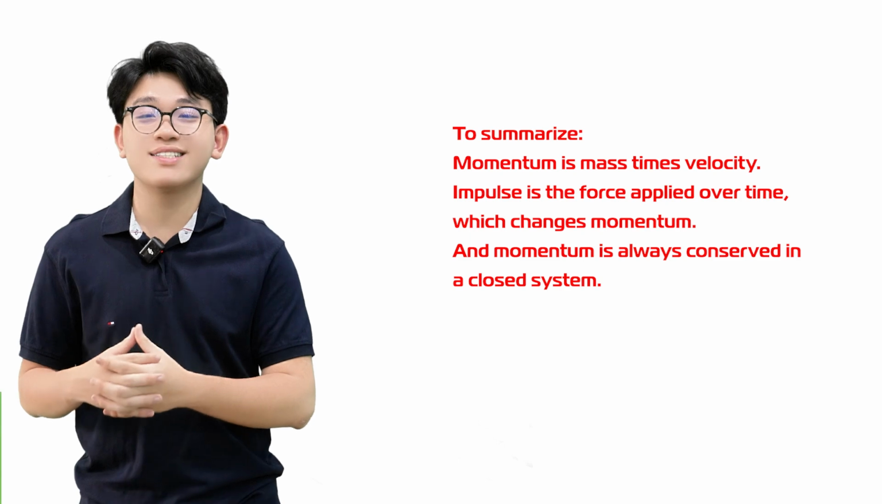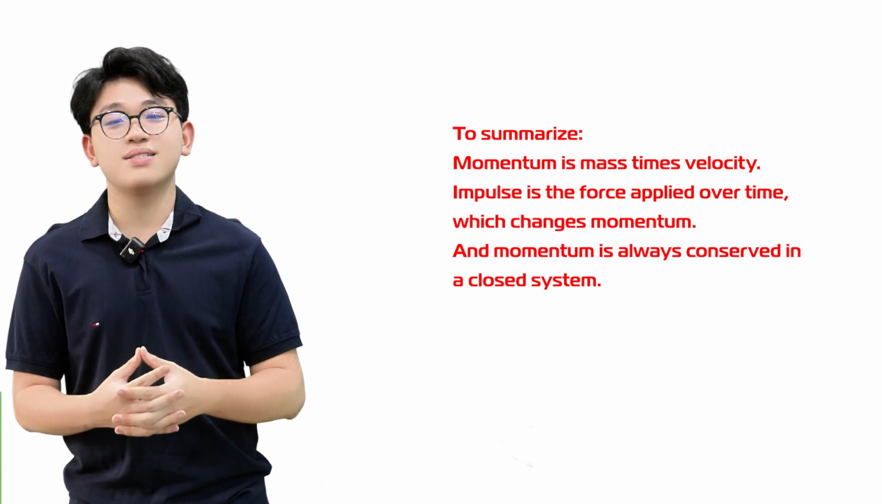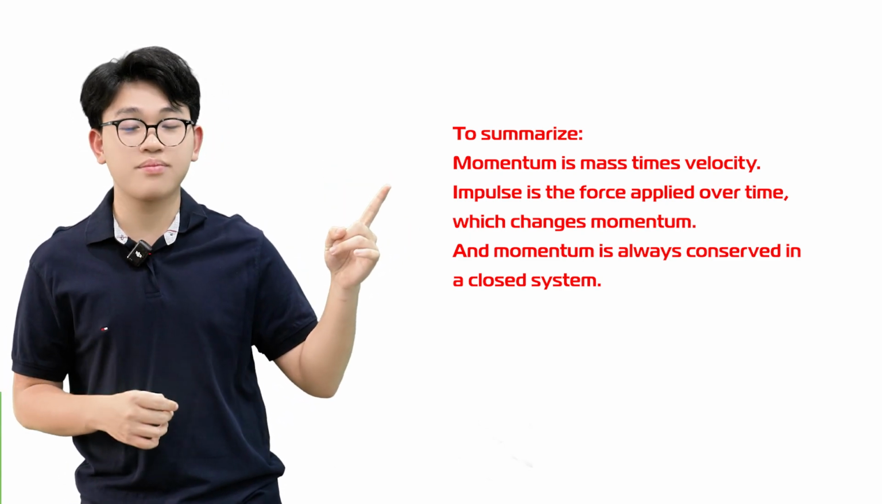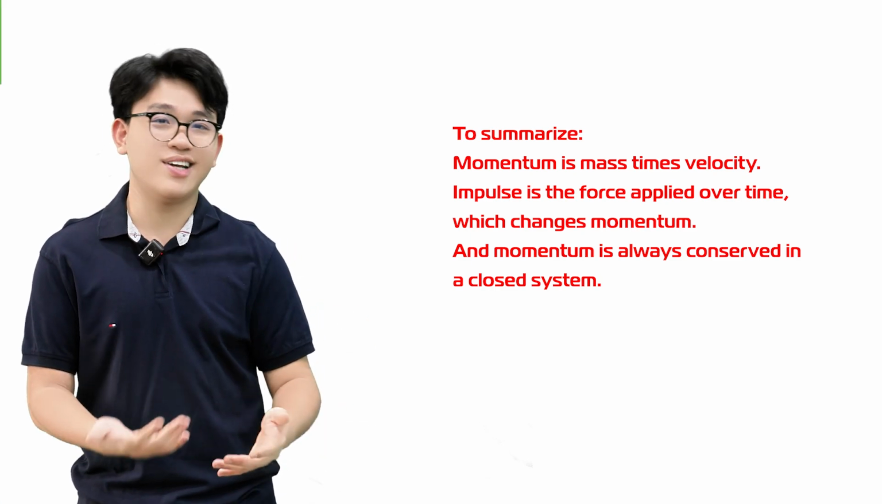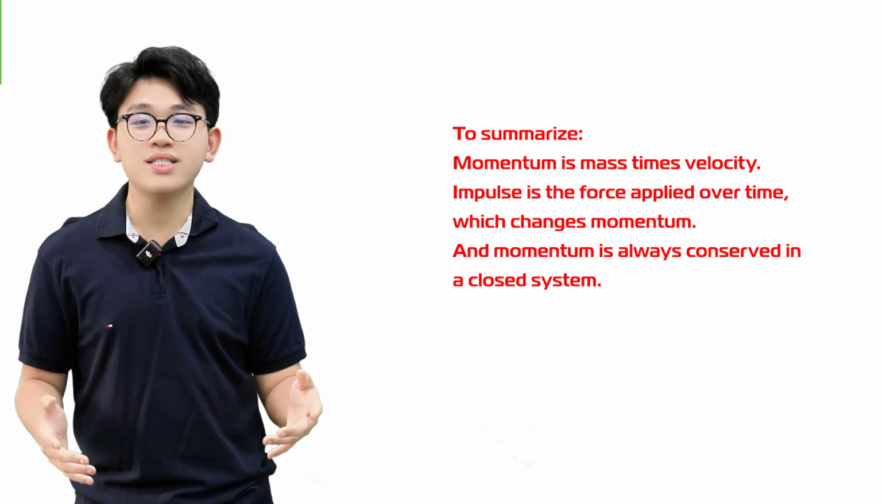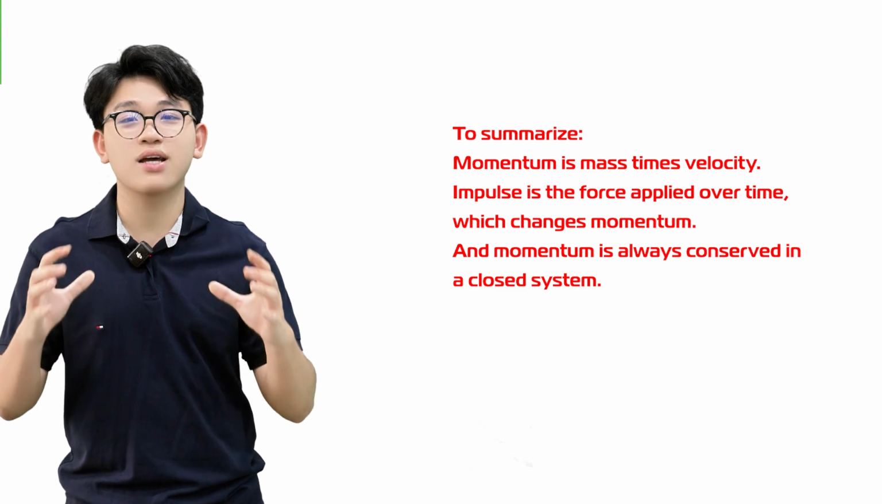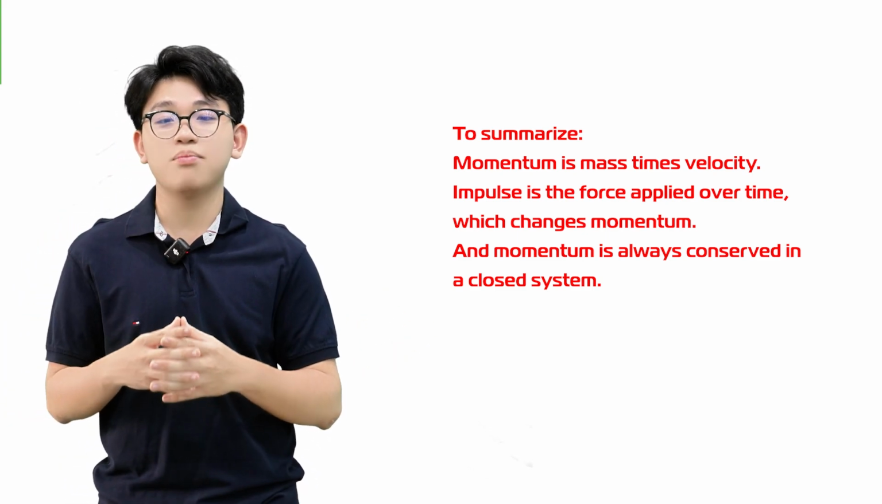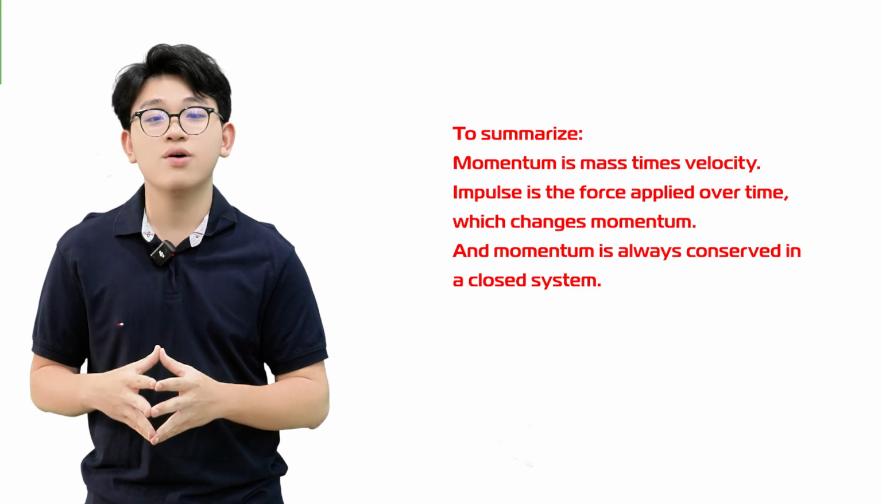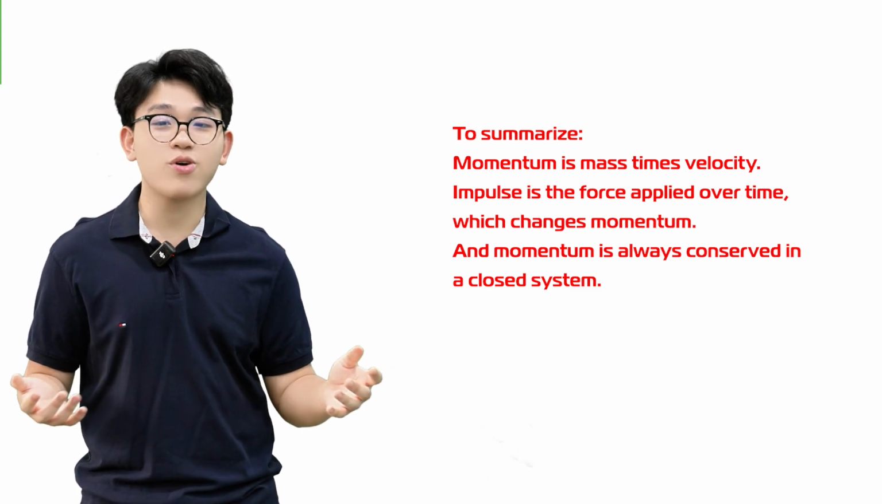So, to summarize this video, momentum is mass times velocity. Impulse is the force applied over time, which changes momentum. And momentum is always conserved in a closed system. These principles help us understand motion in the world around us, from driving cars to playing sports.